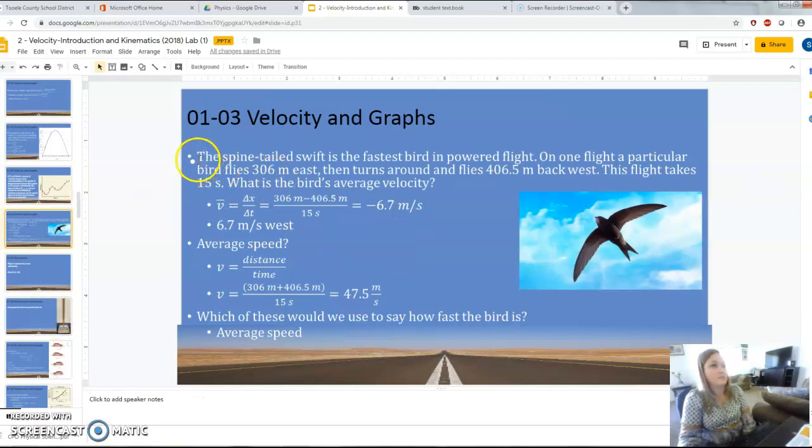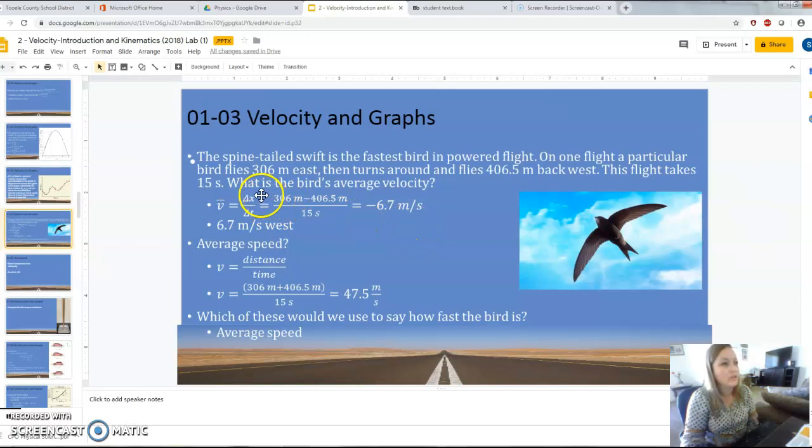Alright, so here's an example problem. The spine-tailed swift is the fastest bird in powered flight. On one flight a particular bird flies 306 miles east, then turns around and travels 405 miles back west. So that sounds like our displacement equations, doesn't it? This flight takes 15 seconds. What is the average velocity?